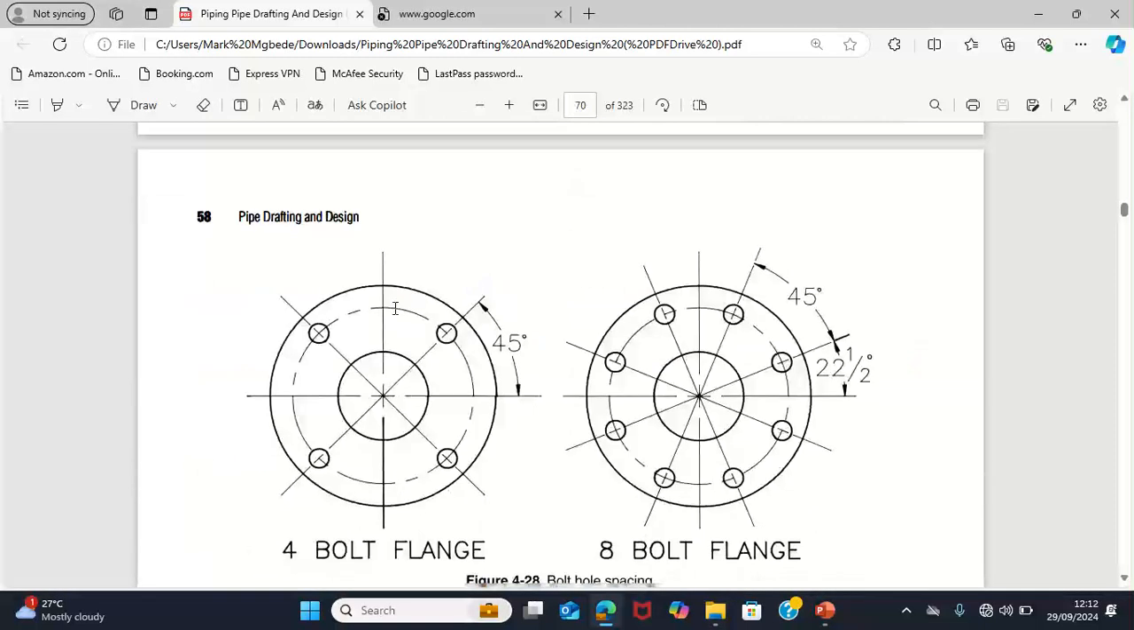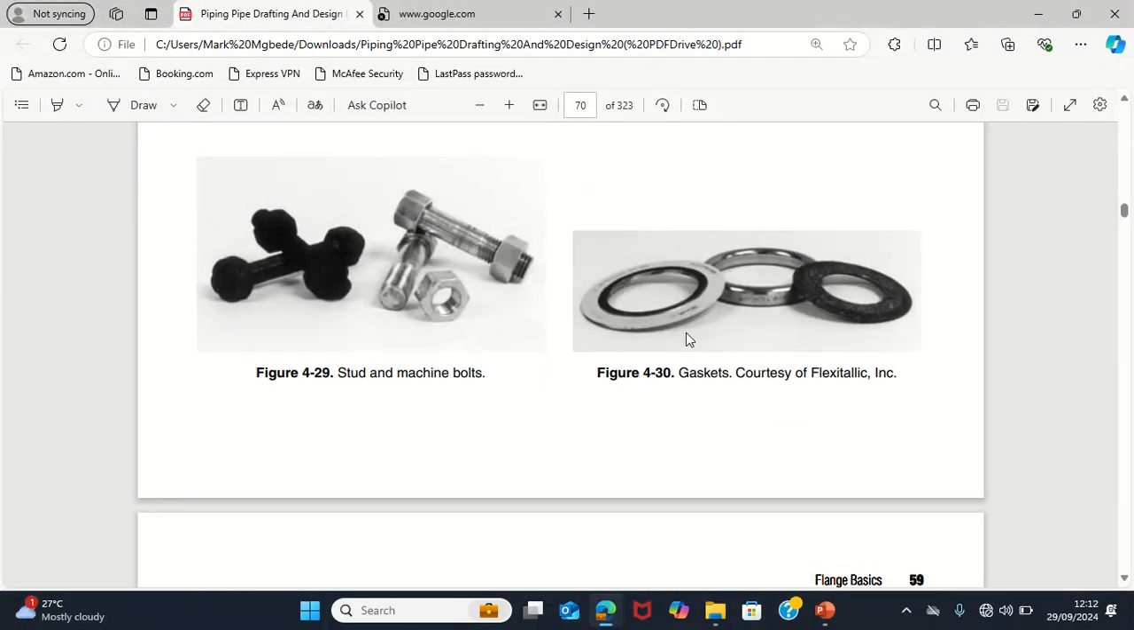Then we have your bolt and your gasket. What is a gasket? A gasket is a fitting that is used in between flanges in order to create a tight seal between the flanges. So that is for gasket. We have different types of gasket. We have the flexible gasket, the metallic gasket, and the ring joint gasket that is used for the ring joint flange. And we have other metallic gaskets also that are used for these flanges. So that is just for flange.